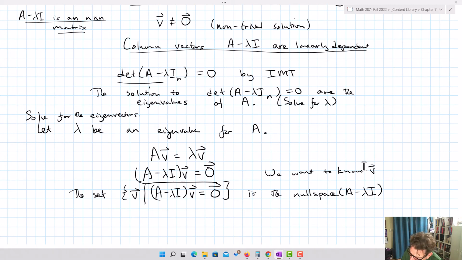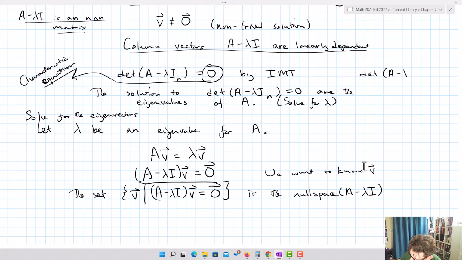By the way, this thing right here is called the characteristic equation, and when we actually solve it, you'll see it's an equation. It doesn't look like one right now. We're going to find the characteristic equation for a particular A, and it's going to end up being a polynomial. The characteristic equation is when we set it to 0, and the determinant of A minus lambda I is called the characteristic polynomial. You'll see why that's the case as well.